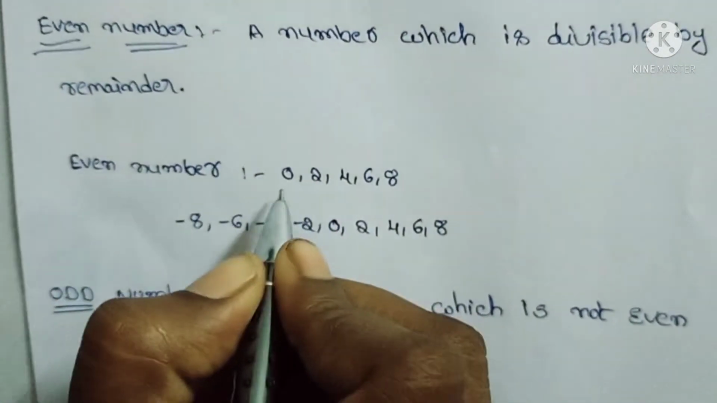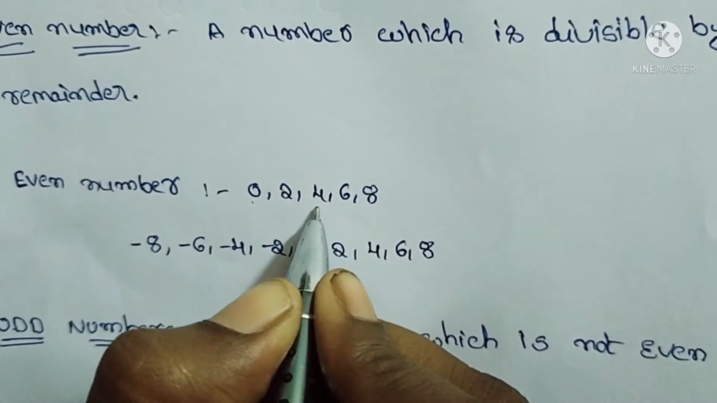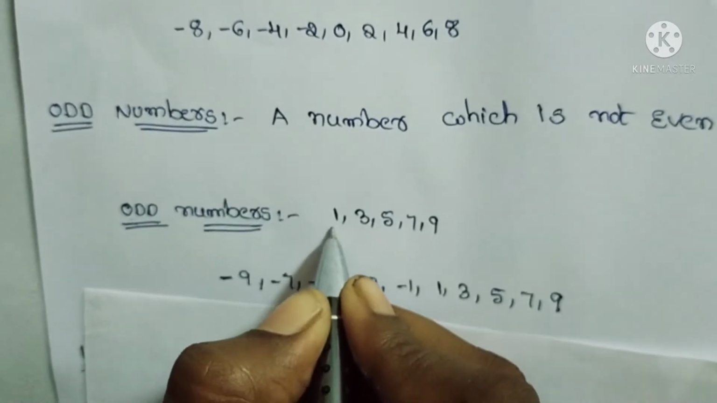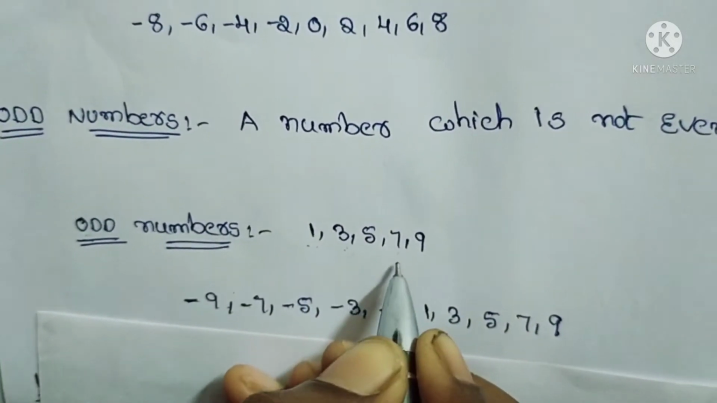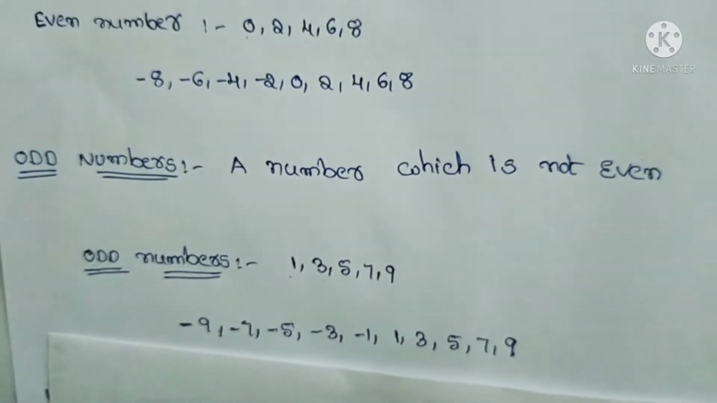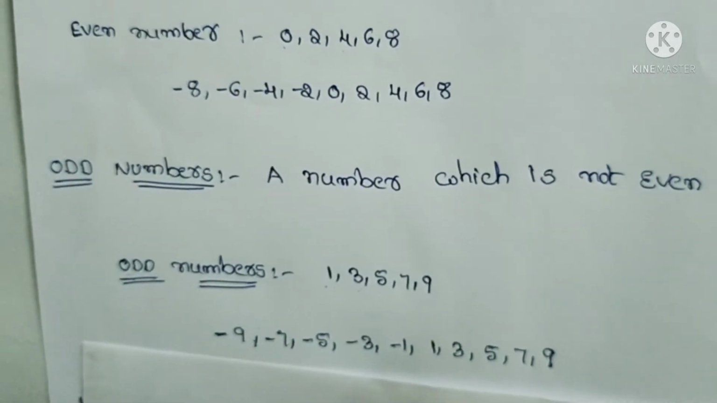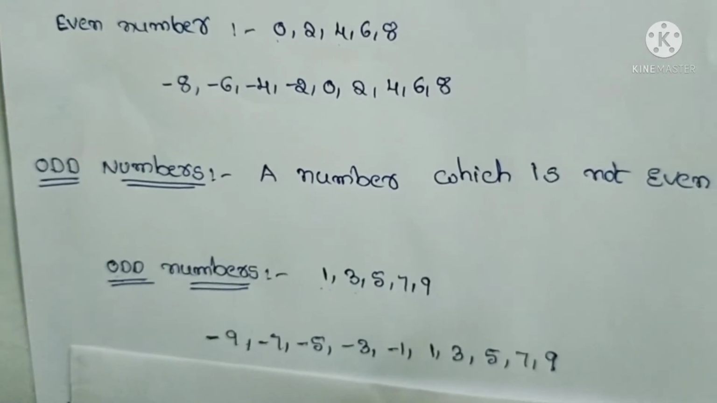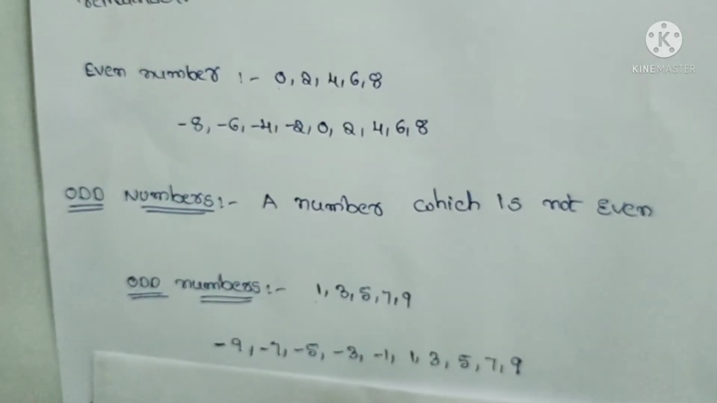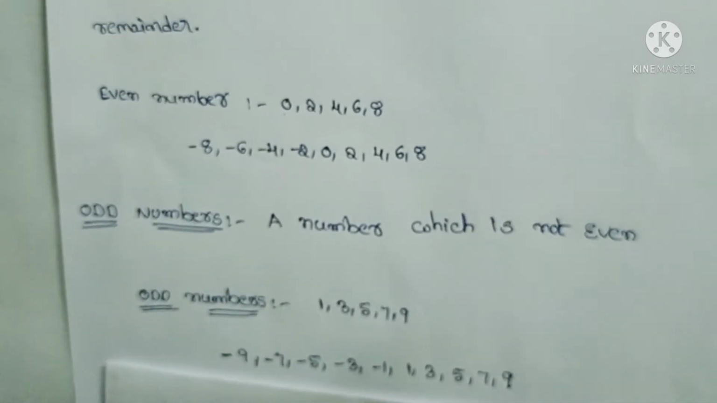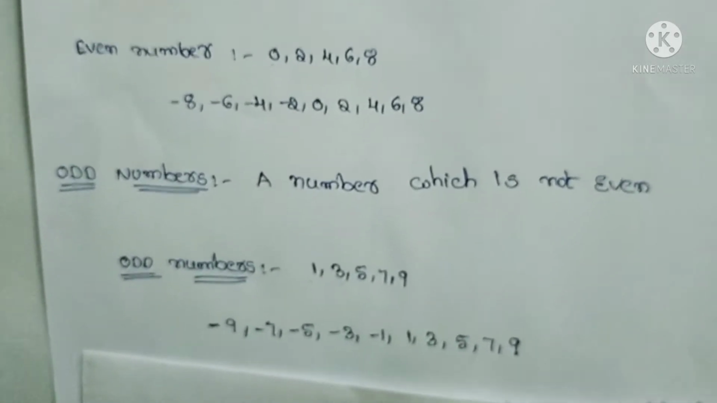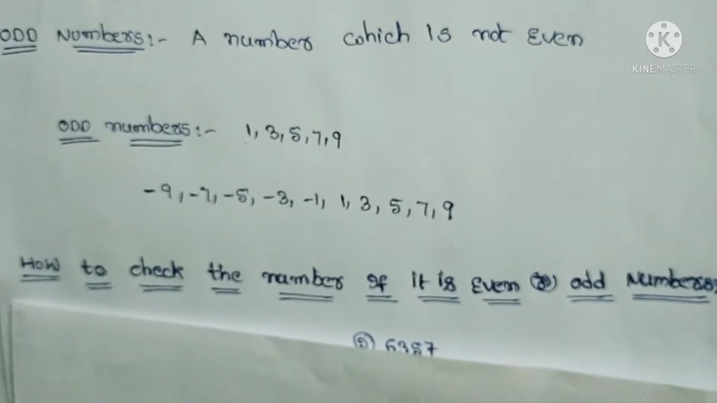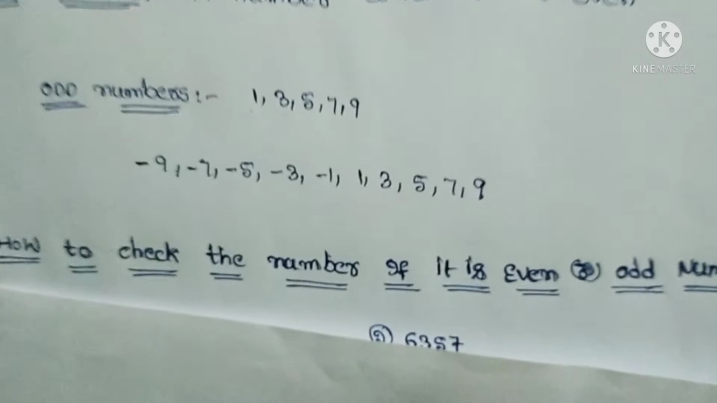Even numbers are 0, 2, 4, 6, 8. Odd numbers are 1, 3, 5, 7, 9. This must be remembered because it is used to check whether a number is even or odd. Now we will see how to check whether a number is even or odd.